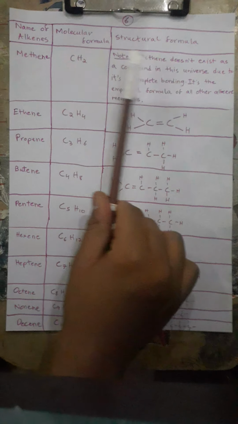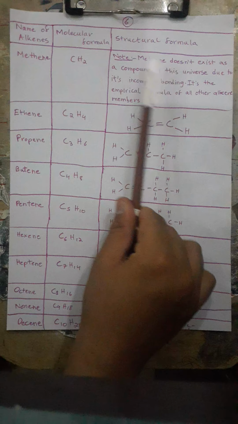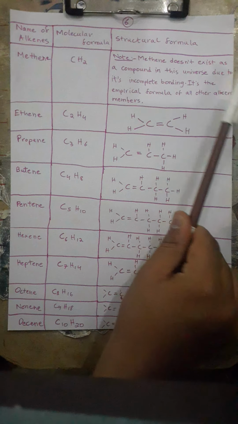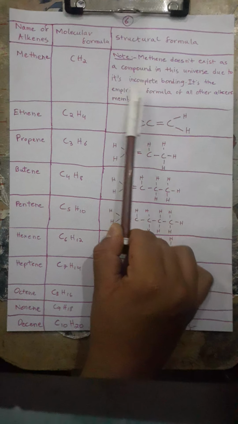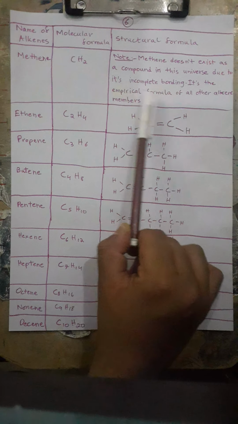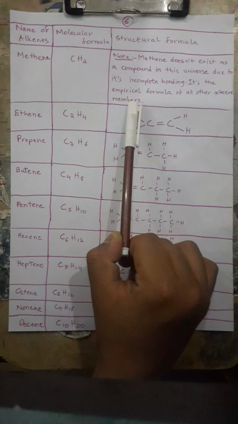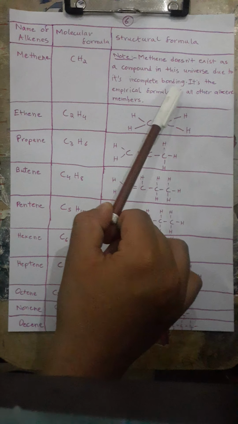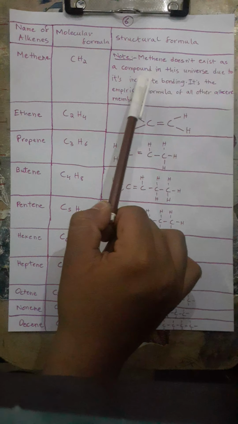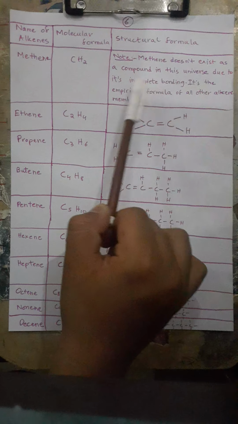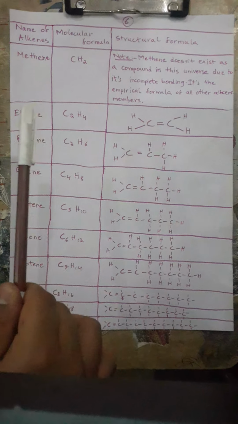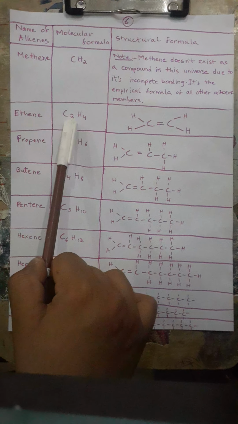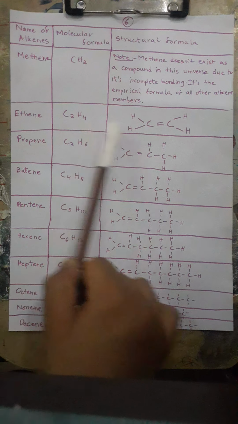And since methane's structural formula doesn't exist, because methane doesn't exist as a compound in this universe due to its incomplete bonding, it is the empirical formula of all other alkene members. Like ethene, here we come, C2H4, eth for 2, so C2H4, double the number.